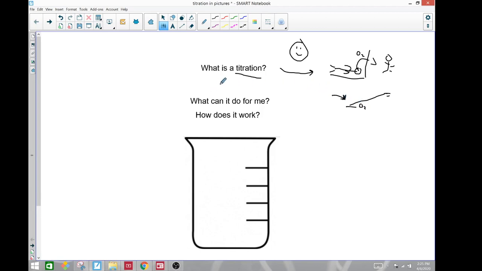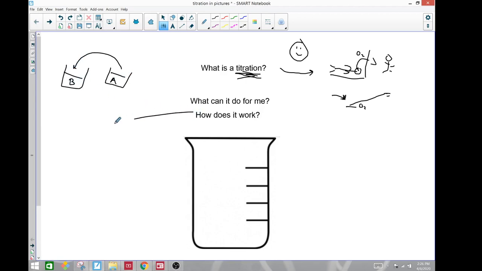Another example, with the way we use titration here, is to match one solution to another solution. So, what can it do for me? Well, if I have one titration solution and I match it to another solution, I can compare their concentrations, or I can use one solution A to find the concentration of solution B. That is how a titration works.